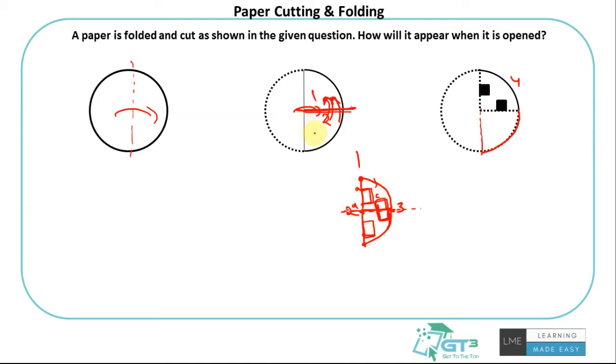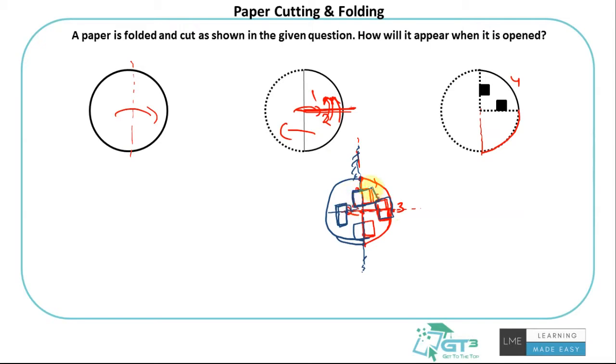Now, once I open our two semicircles into one complete circle, let me take another color. This is my mirror line. I need to reflect this entire half circle onto this side, so this will become a circle. These points are on the mirror, so they will become like this. This one will be reflected as a full rectangle like this. This rectangle is reflected like this, and this rectangle is reflected like this.